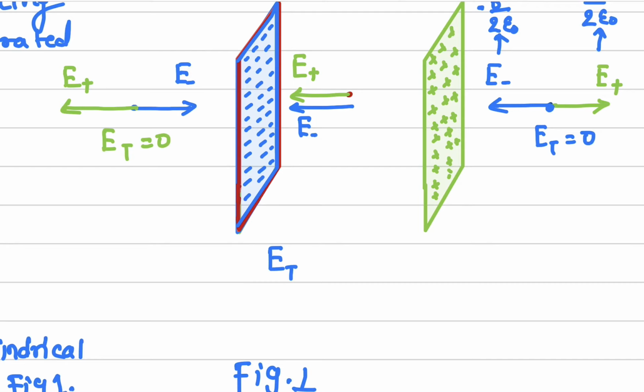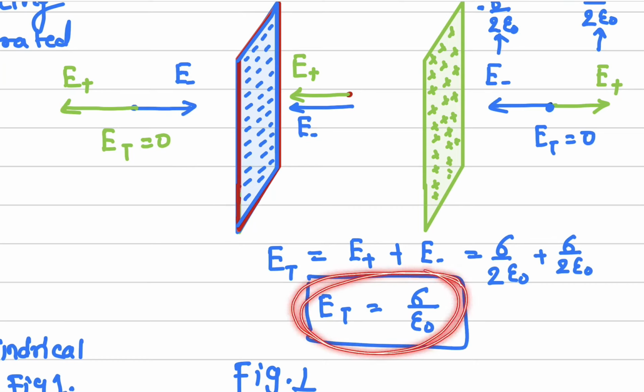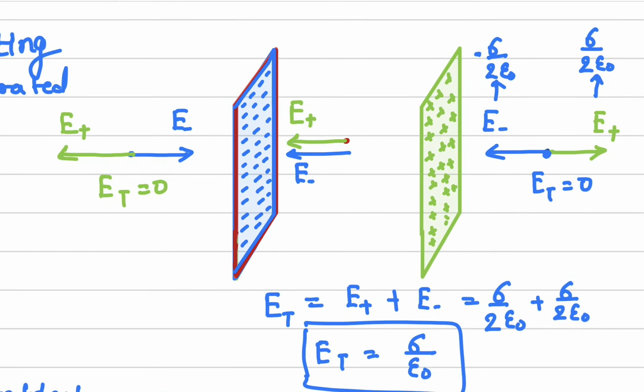So the total electric field will be the addition of the two, E positive plus E negative. Due to one plate it is sigma over 2 epsilon naught, and due to another plate it is again sigma over 2 epsilon naught. So what you get for the total electric field? The total electric field between the two plates is given by sigma over epsilon naught. This is the electric field in between the two charged plates.